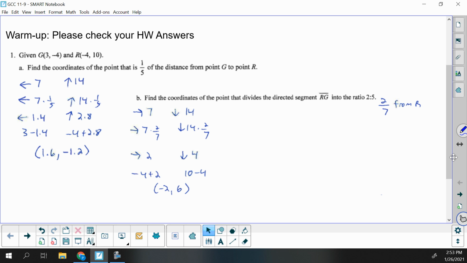So from R to G now, notice we're doing the reverse directions. -4 to 3 would be going right 7, and 10 to -4 would be going down 14. Multiply those each by 2/7. When you go right 2, you're adding 2 to the X value, so -4 plus 2 is -2. When you go down 4, you subtract 4 from the Y value, so 10 minus 4 is 6. Again, you could have done it with the same directions we did in A and done 5/7, because that would have been from G.